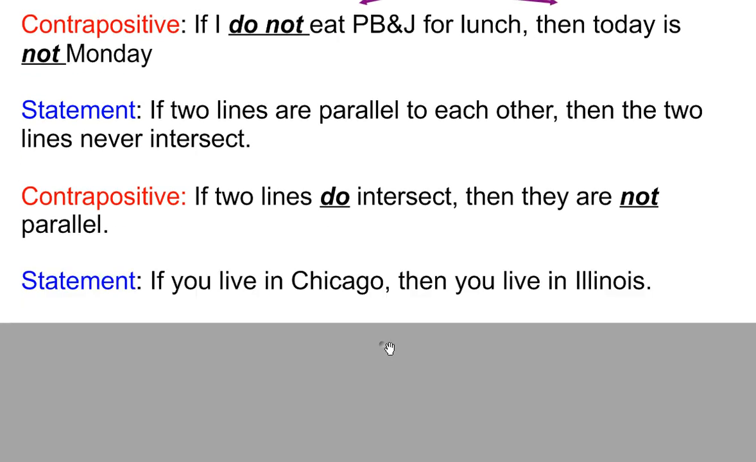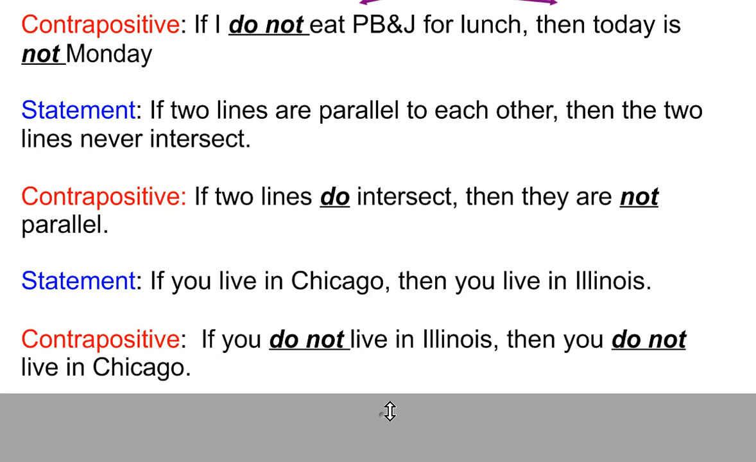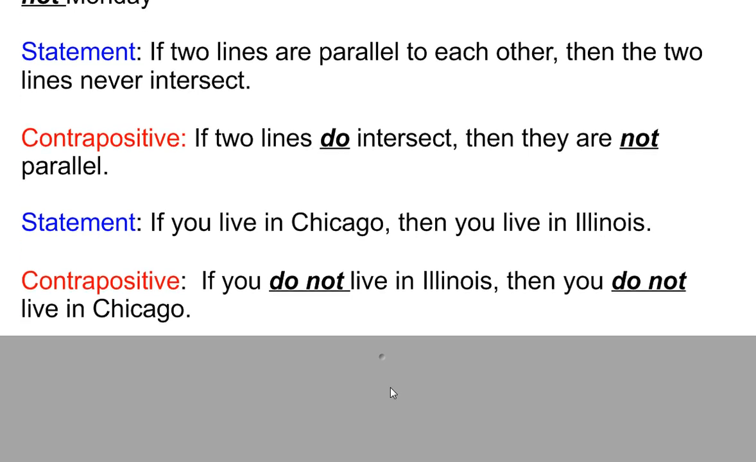Let's take a third example. If you live in Chicago, then you live in Illinois. So we're going to take the contrapositive, we're going to flip both the premise and conclusion, and we're going to negate both. If you do not live in Illinois, then you do not live in Chicago.